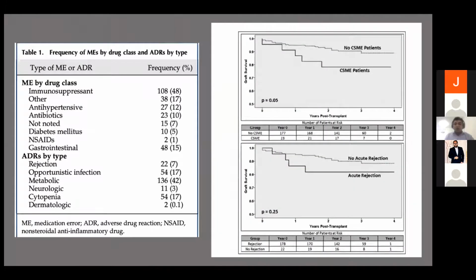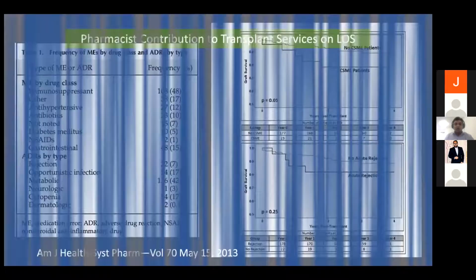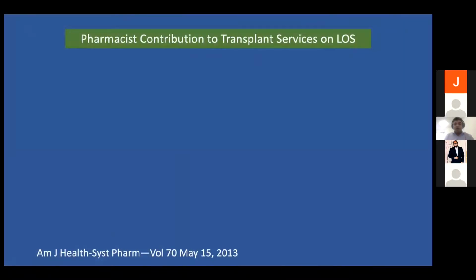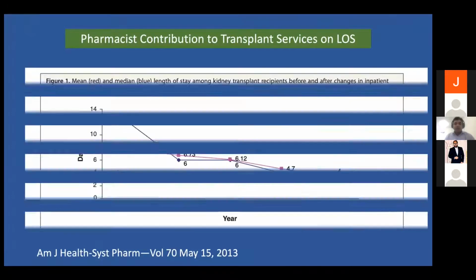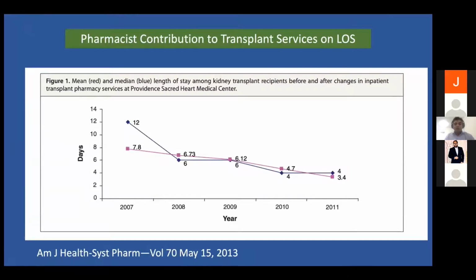Now, if you look again, it affects the graft survival. And the patients may have acute episodes of rejection if they have medication errors or medication related problems. Now, what is the pharmacist's contribution to transplant services on length of stay? This was a study published in the American Journal of Health System Pharmacy, which said that if you involve a pharmacist in the transplant team, the length of stay was drastically reduced from 7.8 to 3.4 days.